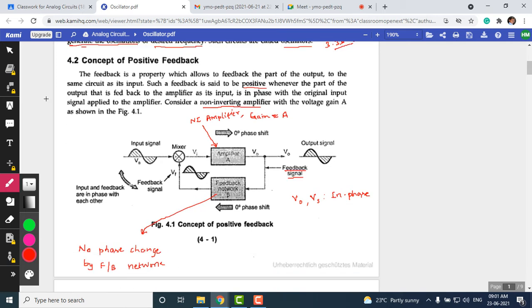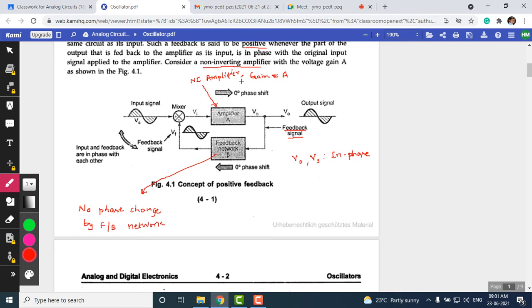Then let us discuss the concept of positive feedback, and let us connect that to the oscillator circuit here. Feedback is a property which allows feeding back part of the output to the same circuit as its input. Such feedback is called positive feedback. Whenever the feedback is fed back to the amplifier as its input, if it is in phase with the original input signal, that can be called positive feedback.